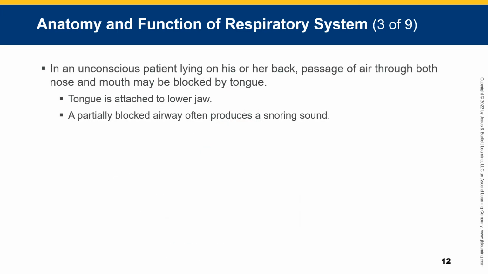In an unconscious patient who's lying on his or her back, the passage of air through both the nose and mouth may be blocked by the tongue. People who are unconscious have complete lack of muscle control, so the tongue will relax into the back of the throat and obstruct the airway, including the air that's able to enter through the nose or the mouth. So when someone is unconscious and has no muscle tone, the tongue will relax into the back of the throat and block the airway as a whole.